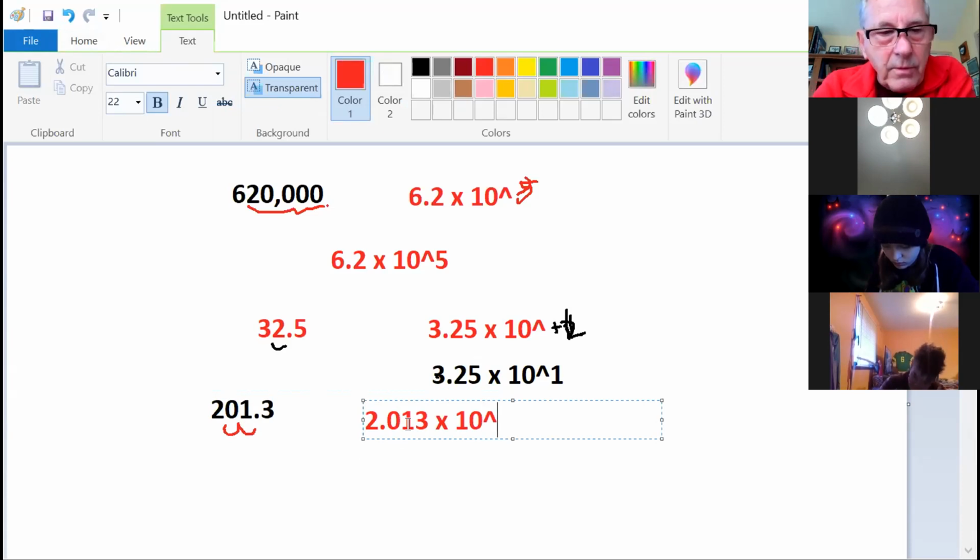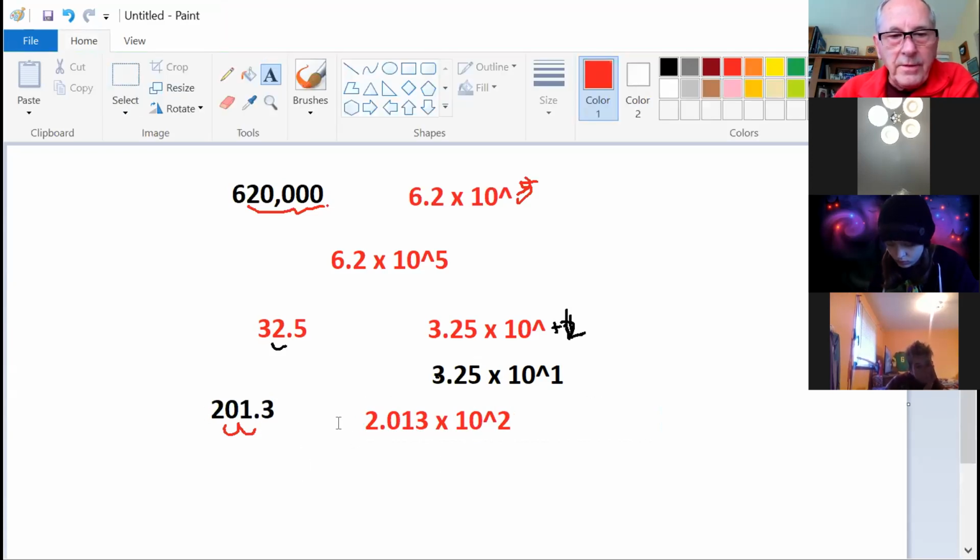So what did I do? I moved it over 2 places to the left. That means I have to put 10 squared, like that. So 2.013 times 10 squared is equal to 201.3. They're equal. This is just in scientific notation. Does that make sense? A little? Yeah, just practice them. Okay, Kathy, does that make sense to you?